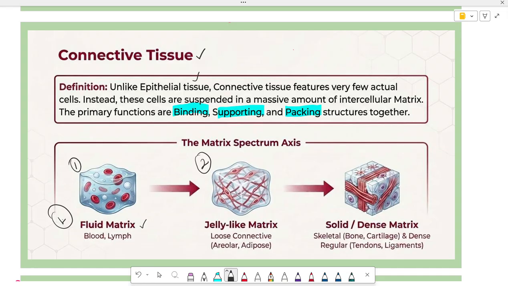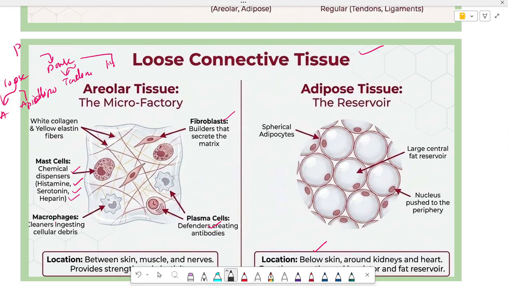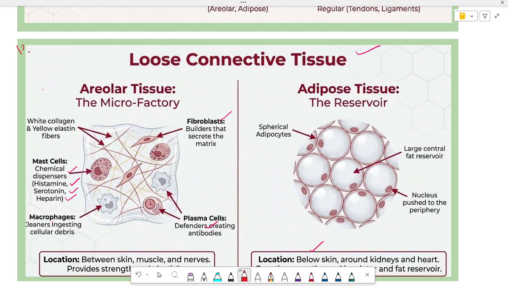Now we are going to deal with the first one, loose connective tissues. Loose and dense connective tissues come under proper connective tissues. Here I will write: proper connective tissue is of two types, loose and dense. Under loose will come areolar, and the second one is adipose.